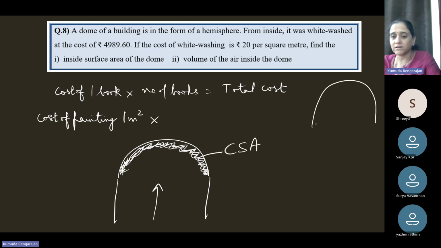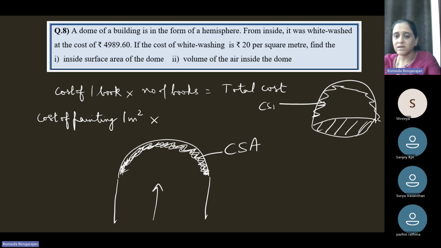Because if you paint here and here, then this is CSA and this is the area of the base. Together that will be the total surface area. But here, the circular part, there's nothing to paint. You can only simply put the brush in the air like that. Okay, only the curved surface area can be painted or whitewashed.